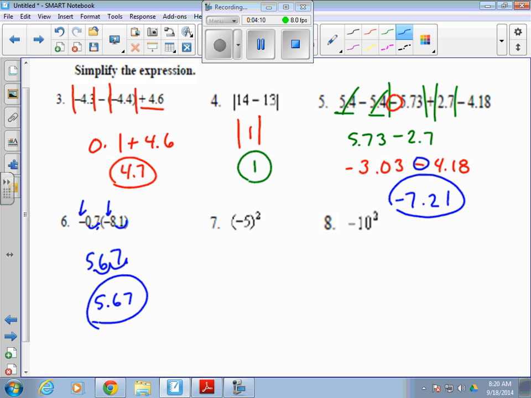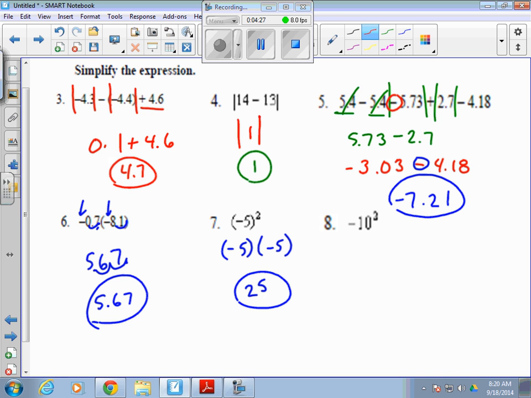Number 7 is saying negative 5 raised to the second power. That's the same as this, negative 5 times negative 5 because of the parentheses. We know 5 times 5 is the number 25, and we know a negative times a negative is going to be a positive because it is even.